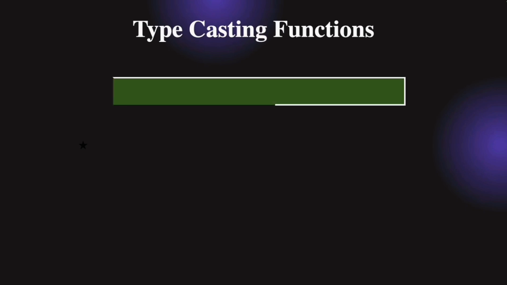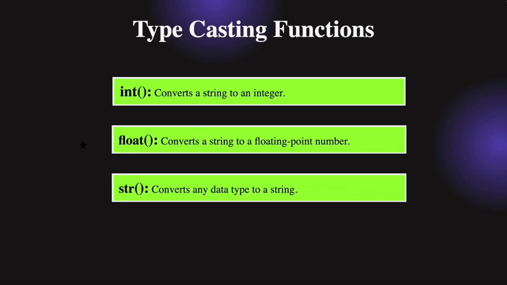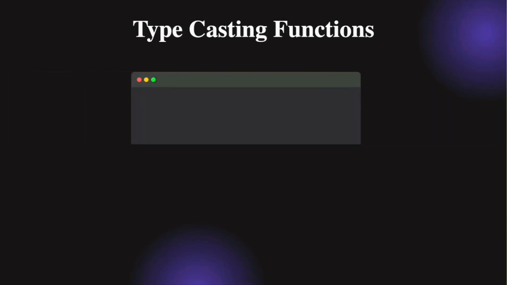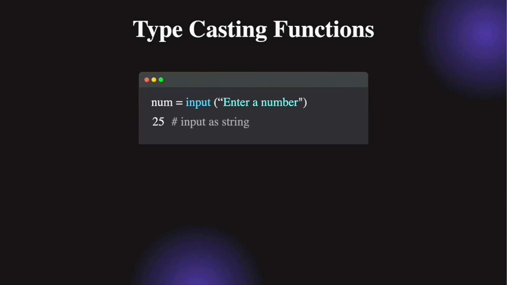In Python, this conversion is quite easy, thanks to typecasting functions like int, float, str, etc. The int function converts data into an integer, the float function into a floating point number, and the str function is used to convert any data into a string. As mentioned earlier, whatever value comes from the input function is always in the form of a string, even if the user enters a number. If you need to perform any calculation with that value, you need to convert it into a number using typecasting.